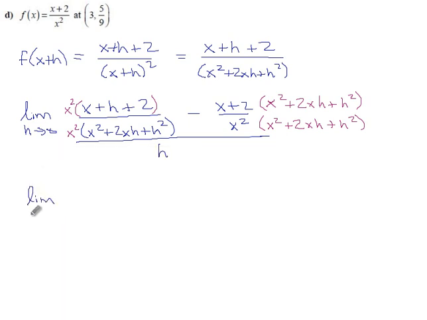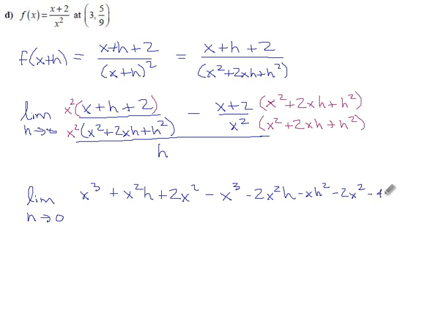And what do we get out of that? x cubed plus x squared h plus 2x squared. Now, this minus applies to everything that's about to come out here. x times x squared, x times 2xh, x times h squared, 2 times x squared, 2 times xh, and 2 times h squared.